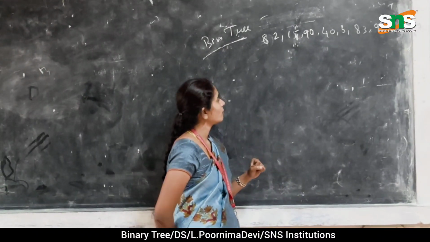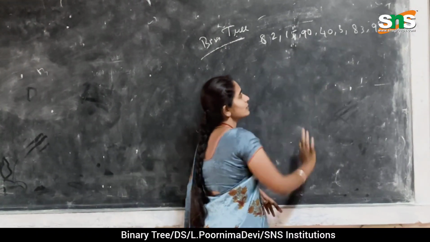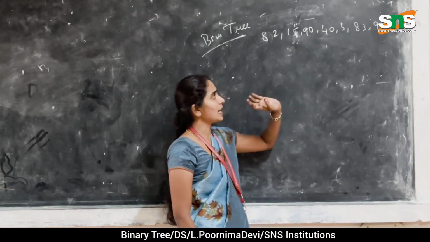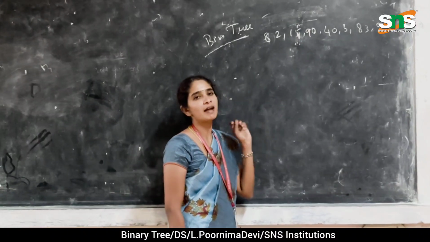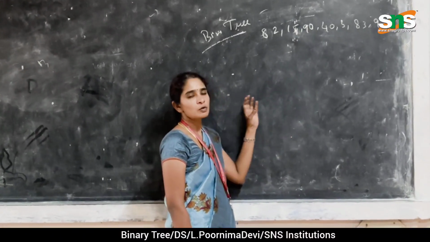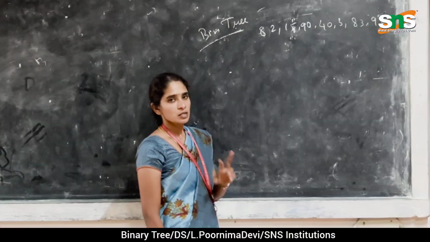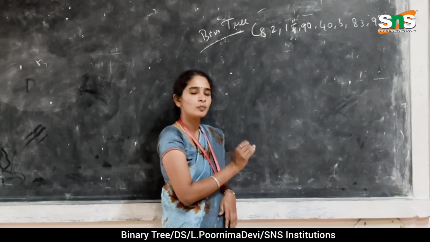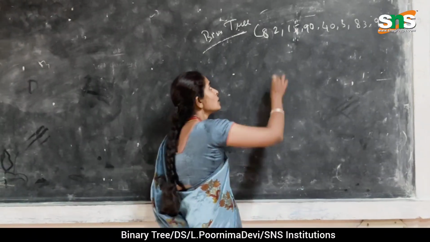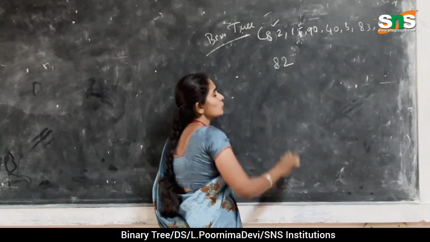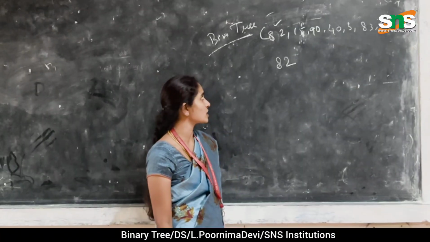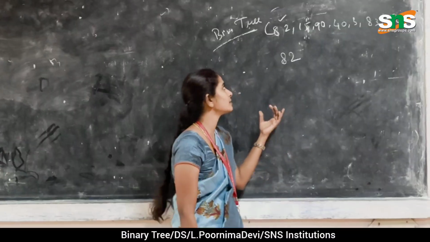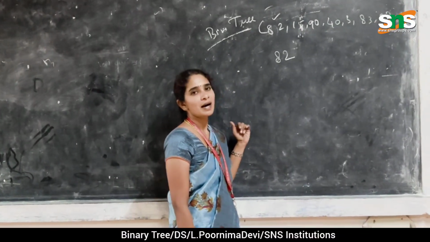I have given the list of elements 82, 50, 90, 43, 83, 92. These are the set of nodes we use for creating a binary search tree. In this list I pick one of the nodes randomly as the root node. Here I have taken 82 as the root node. Then I include the remaining nodes under this 82 based on the binary search tree rule.